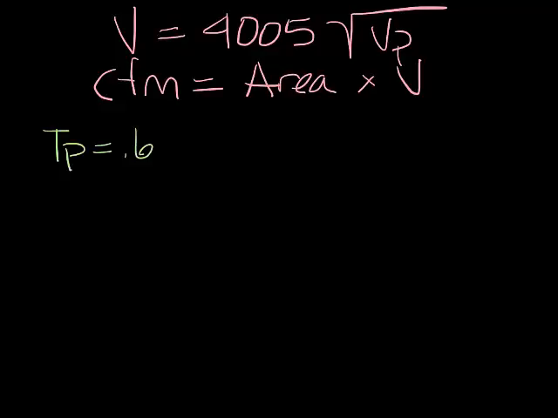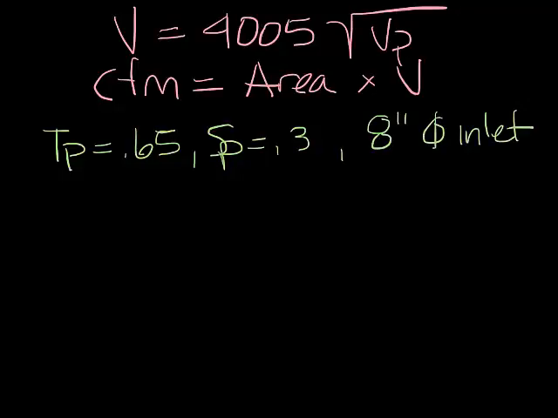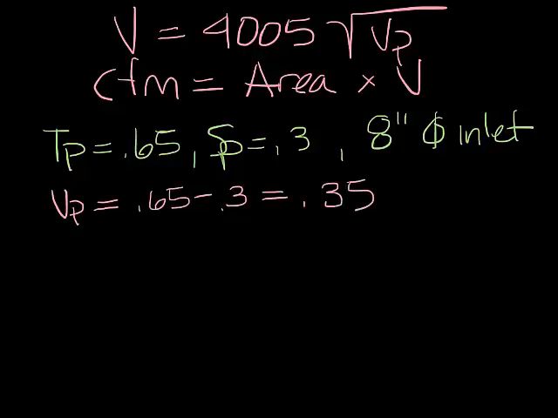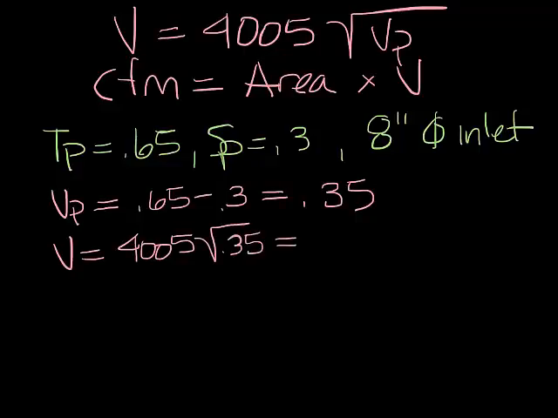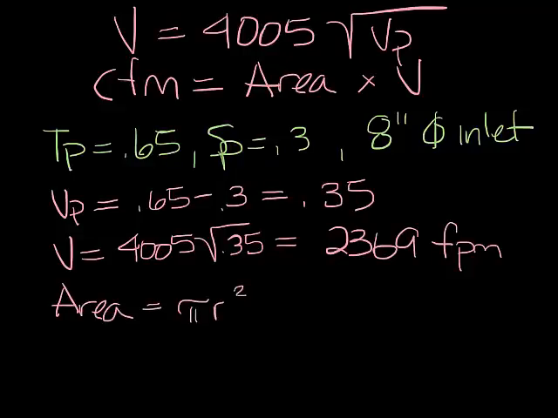Let's say you measure a total pressure of 0.65, a static pressure of 0.3, and you have an 8-inch round inlet. So you know the velocity pressure is 0.65 minus 0.3 is 0.35. So the velocity is 4005 times the square root of the velocity pressure. Now if you work that out, you come up with the velocity of 2369 feet per minute.